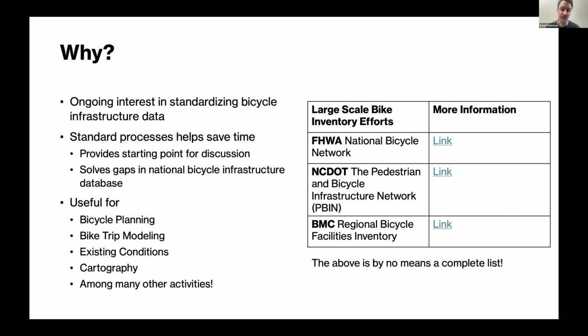Given the expertise I have and the colleagues I've developed over time, the idea is to boil down the messy data that we get from OSM into a package that can give us data that can be used right out of the gate. Standard processes are good for discussion, they help solve gaps, and they provide useful tasks that can come out of something like this: bicycle planning, trip modeling, existing conditions, cartography. There are a lot of people here who would be able to think of how else we could use this kind of information.